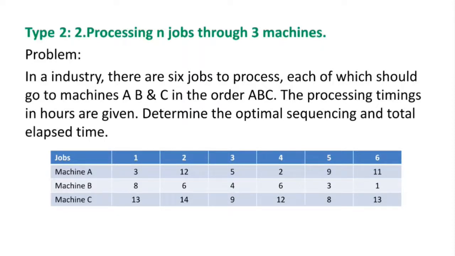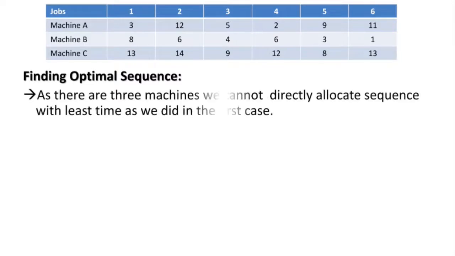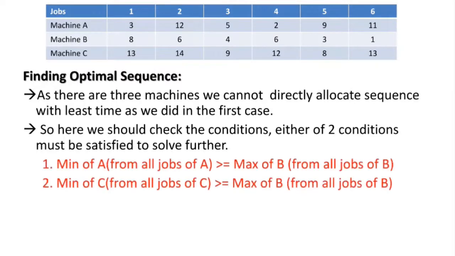So going forward for finding an optimal sequence, as there are 3 machines A, B and C, we cannot directly allocate the sequence with the least time as we did in the earlier case. You can see the problem in the description below. Here there are 2 conditions. The problem must satisfy the given conditions, that is minimum of A or minimum of C, either of them should be greater than or equal to maximum of B.